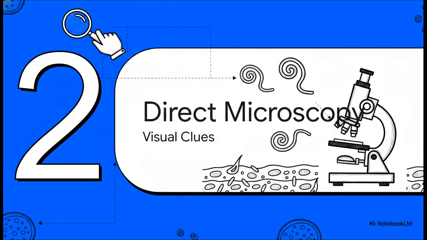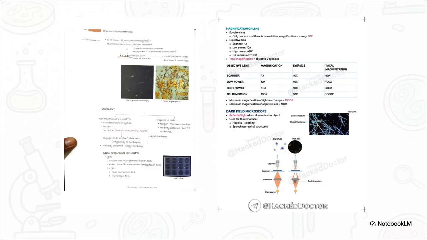Moving on to Section 2, direct microscopy, visual clues, catching the suspect in the act. Remember how I said Treponema pallidum is incredibly slender? Well, it's actually too thin to be seen under a standard bright field light microscope, so we have to change the lighting entirely. By using a dark field condenser, we block out the direct light, which creates this hollow cone of light that only illuminates the specimen from the sides.